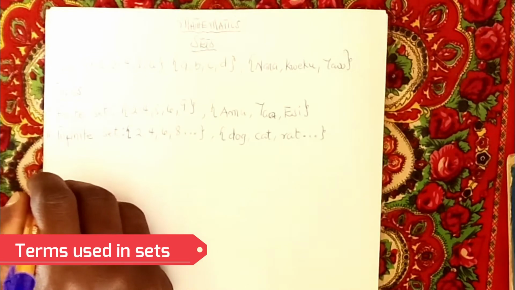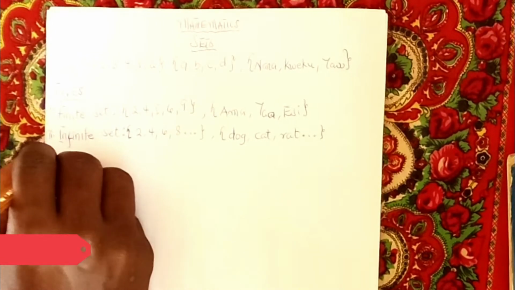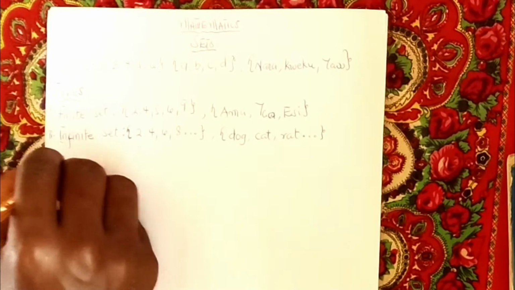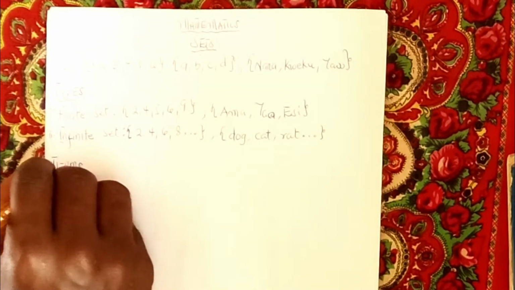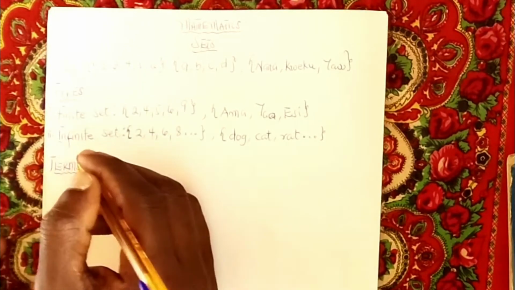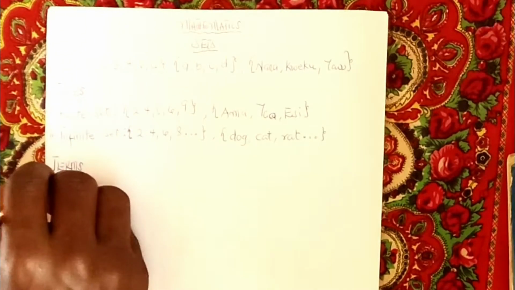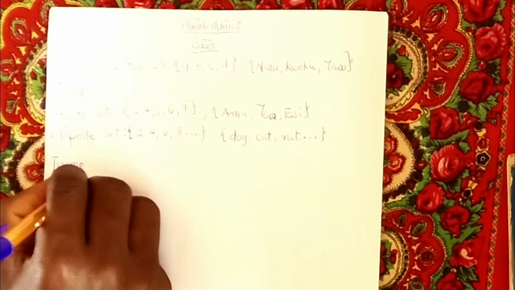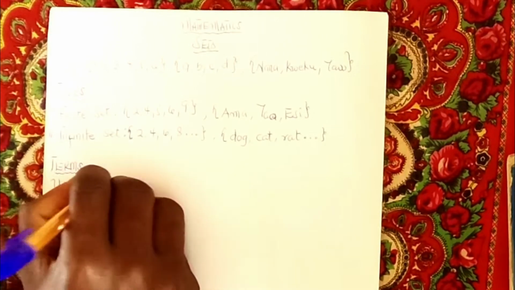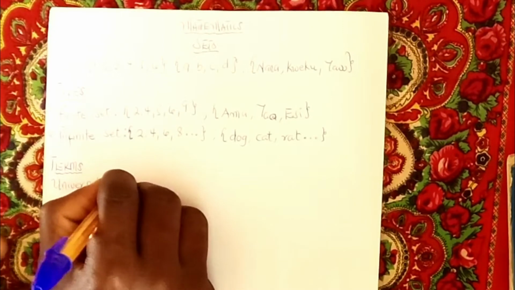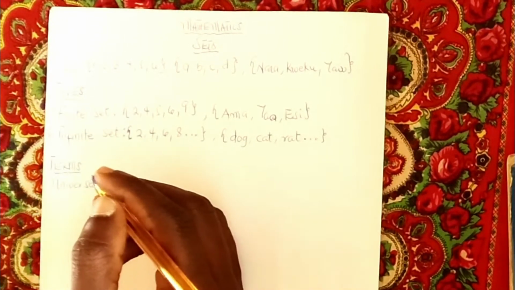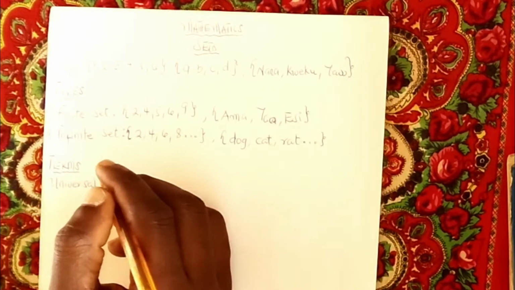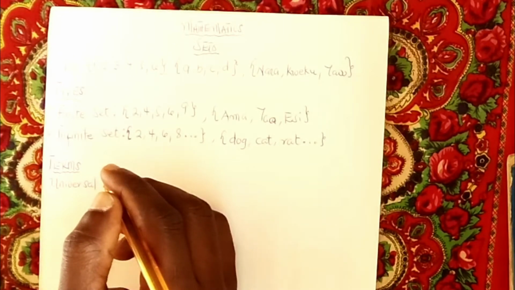Terms used in sets. The first term we are going to be talking about is the universal set. I know a lot of you have an idea about a universal set, and I say a universal set is a set from which subsets are being gained.